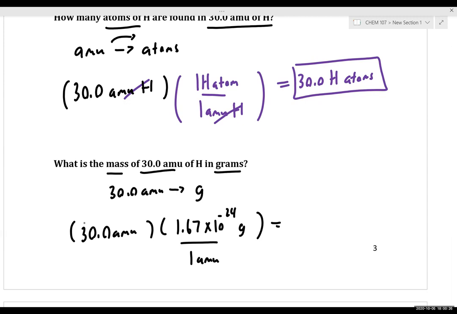we have 1.67 EE negative 24 times 30, and that in turn gives us a final value of 5.01 times 10 to the negative 23rd grams. Does this example make sense to everyone?